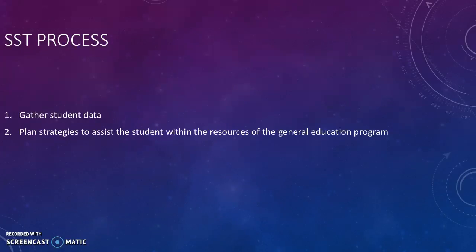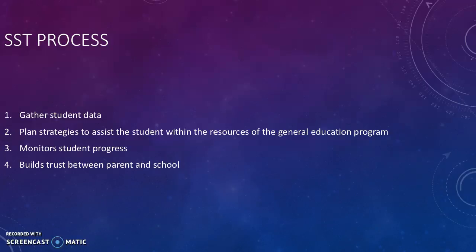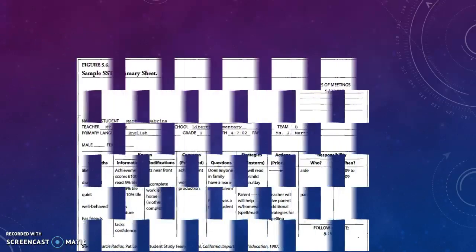SST process. First, gathering student data. Second is plan strategies to assist the student within the resources of a general education program. Third, monitor student progress, which builds trust between parents and schools, and makes referrals to formal evaluations when needed.